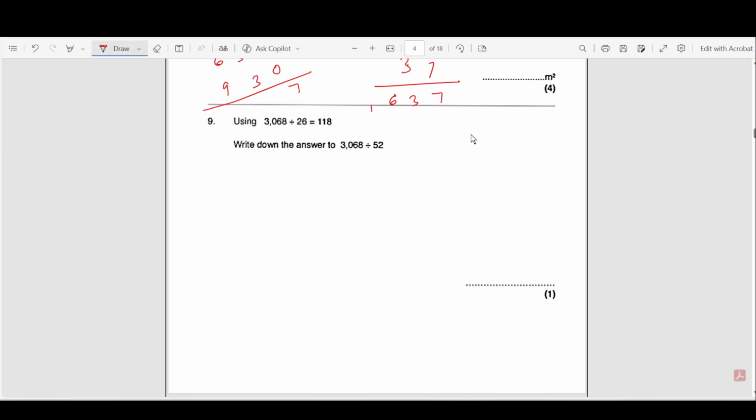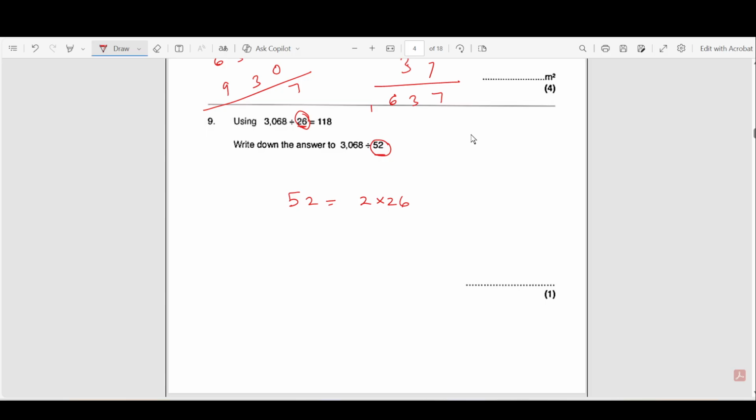Basically, first we need to analyze the relation between the given divisors. This problem provides the result for the division by 26, right? And it is asking for the result of division by 52. So we need to observe the second divisor. If you notice, this 52 is double of 26, right? 52 is double of 26.